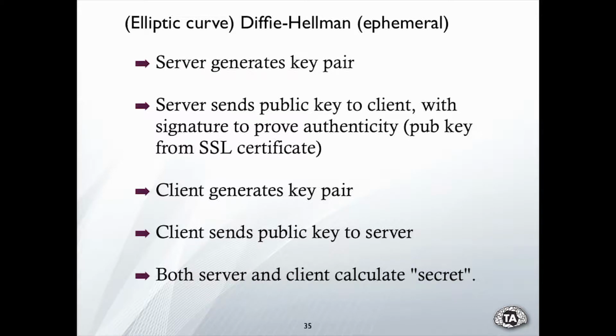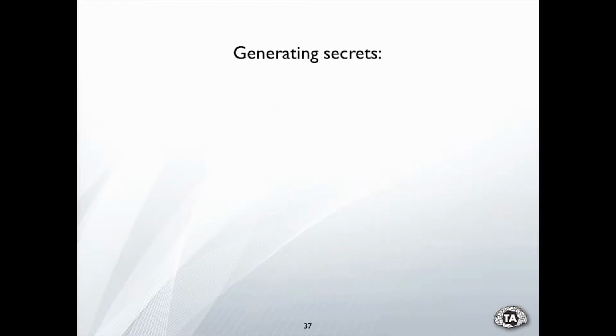Once both sides have a key pair, where the client sends over the public key to the server, then both the server and the client can calculate a secret. It's a lot of math to actually tell you how it works. But as soon as you send over that information, both sides have the same key. So with RSA, both sides have the same key, and with Diffie-Hellman, both sides have the same key. So as soon as we have the keys sent over in a secure way, we can generate secrets.